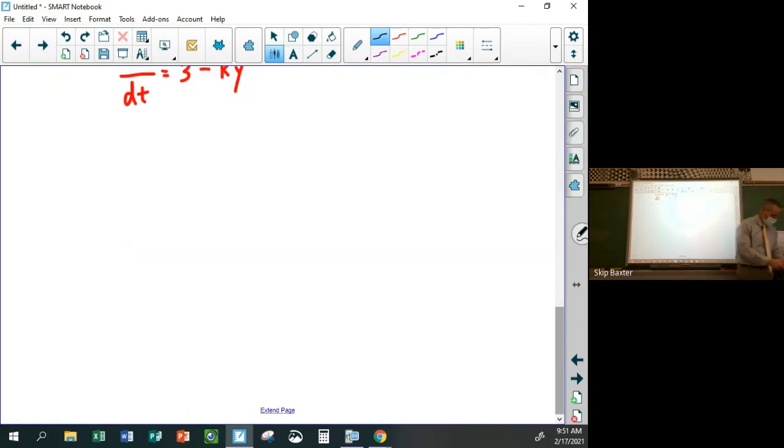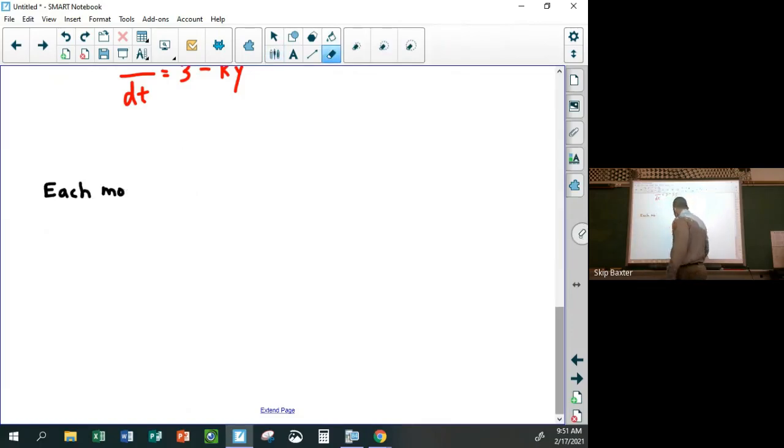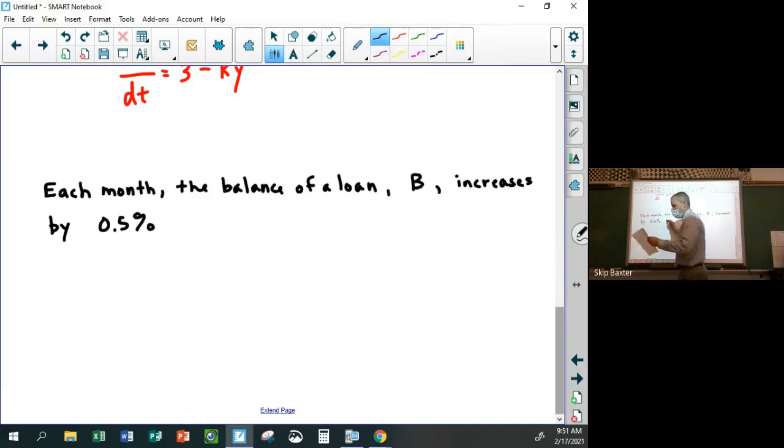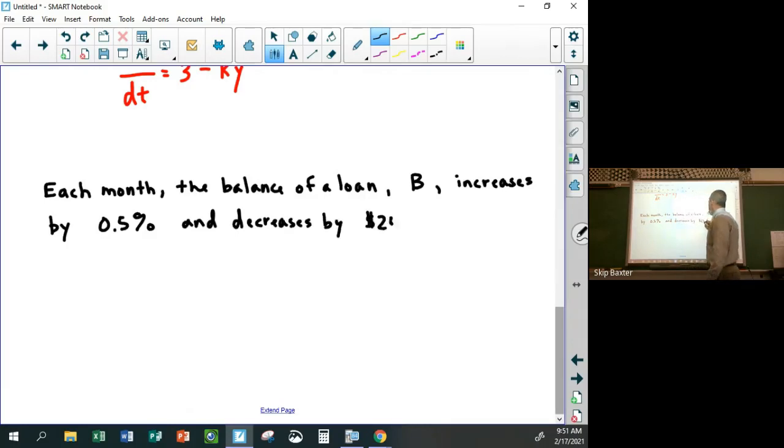Okay, let's see one other example. How about something like this? Each month, the balance of a loan B increases by 0.5% and decreases by $250. Same problem, right?